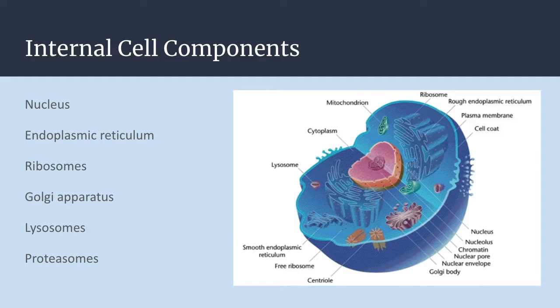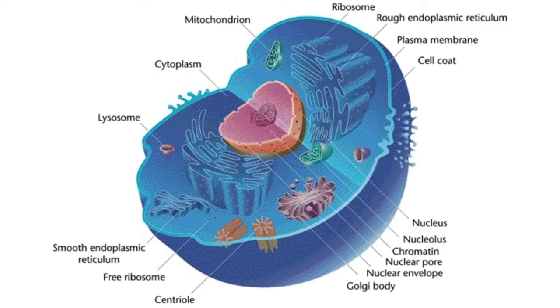The internal cell components there are some standard components that we'll see here: the nucleus, the endoplasmic reticulum, ribosomes, Golgi, lysosomes, and proteasomes. Now, because each of these are contained within their own unit, there's actually individual functions within each of these organelles that don't necessarily work together. Like a proteasome being mixed around with your nucleus isn't going to end well, so they're actually sequestered in their own organelles.